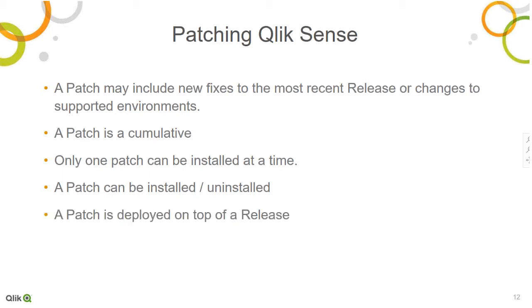A patch is deployed on top of the release. So if you are doing a fresh installation of Qlik Sense and you want to install the latest patch, you will need to first install the release, for instance Qlik Sense September 2017, and then in addition, install the patch that you want. It's required to keep the version aligned between the nodes, so you will need to patch every node of your environment.